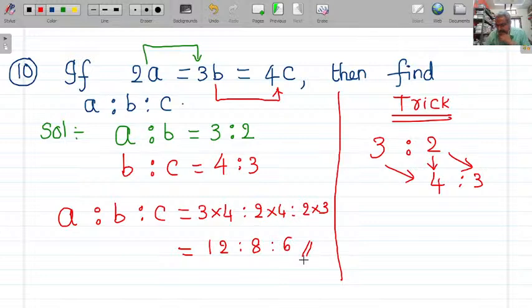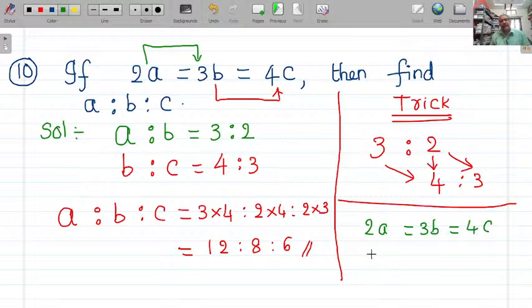So that means, my dear students, if you want to write directly from this one also we can write it. Let me explain the direct method. Here 2A is equal to 3B is equal to 4C. We need A is to B is to C. How to find out? Just 3 into 4, write down 12, is to 2 into 4, write down 8. Next 3 into 2, write down 6. So directly we can write. Once again, 3 into 4 is 12, next 2 into 4 is 8, 3 into 2 is 6. Completed.